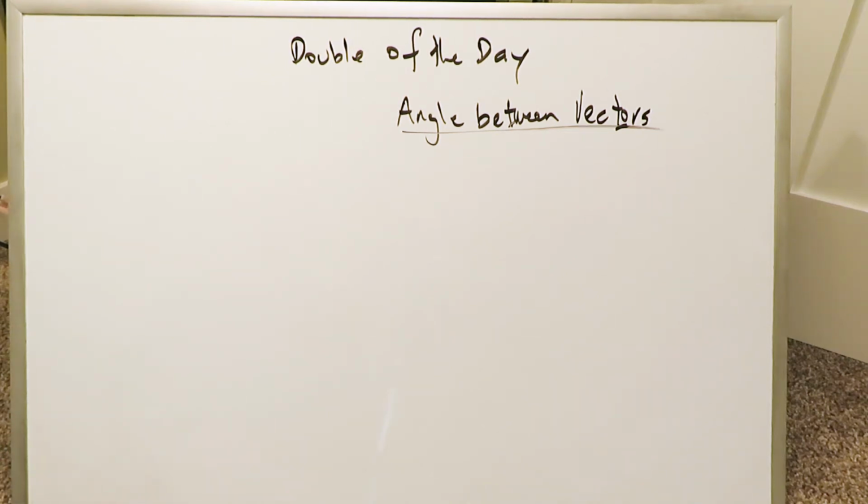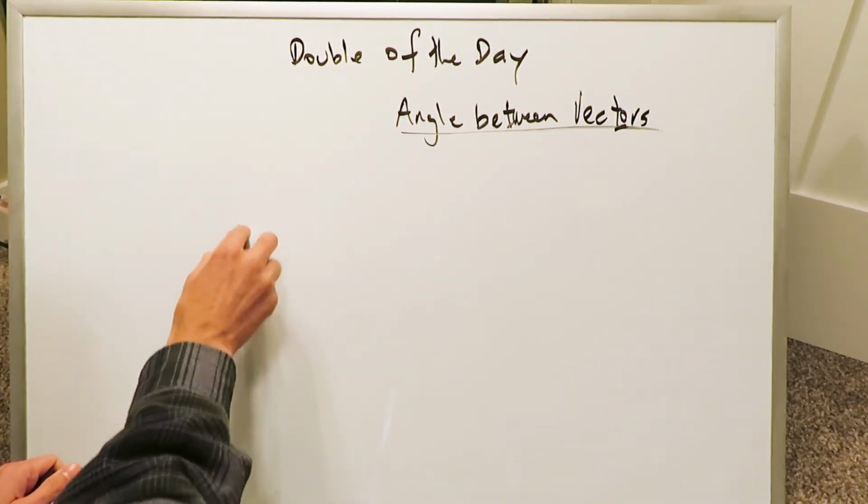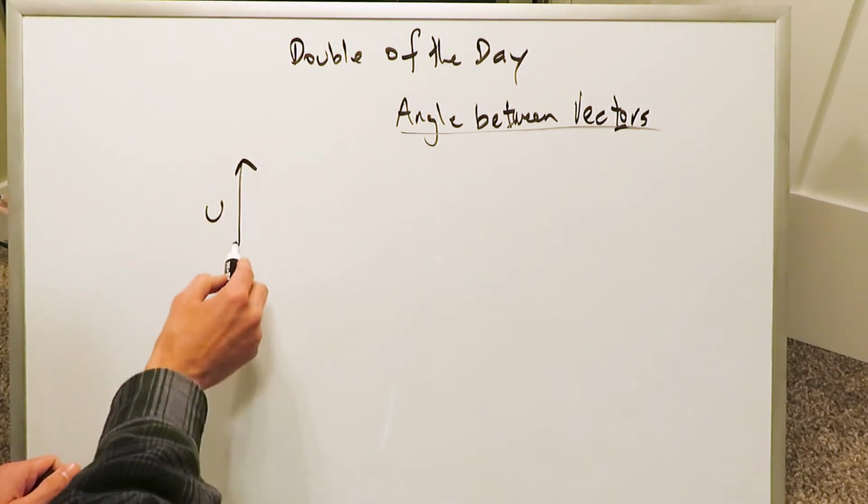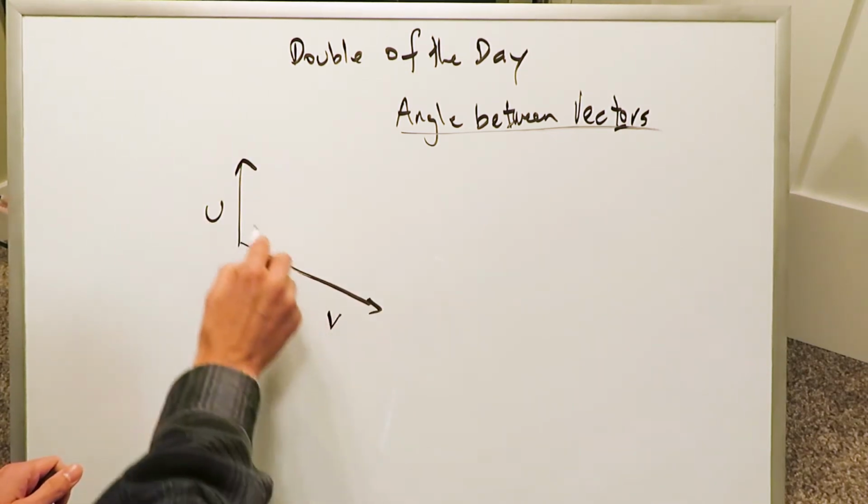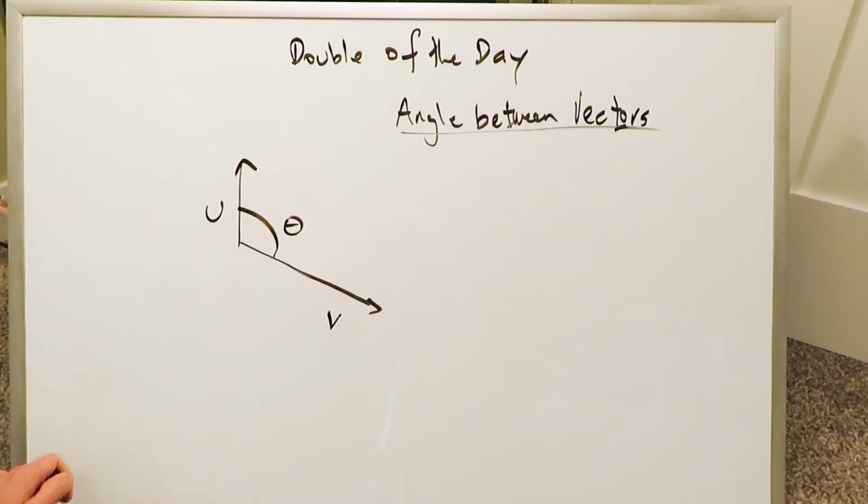I am Mr. Ish. In this video we're looking at the concept of angle between vectors. If there are two vectors, this is one of them and this right here is another vector v, what is this angle between the vectors? How do you calculate it?